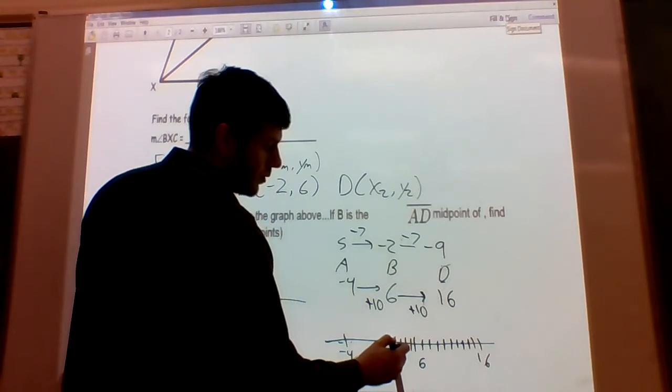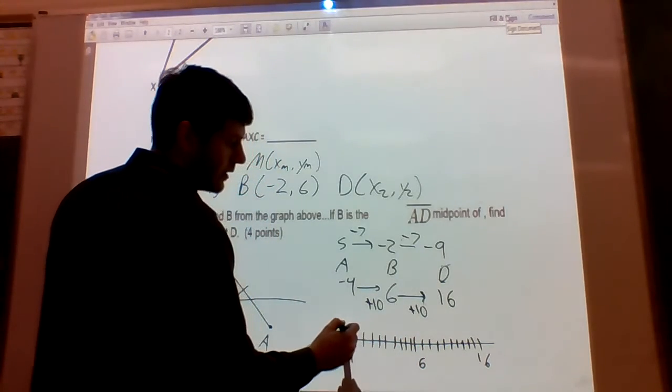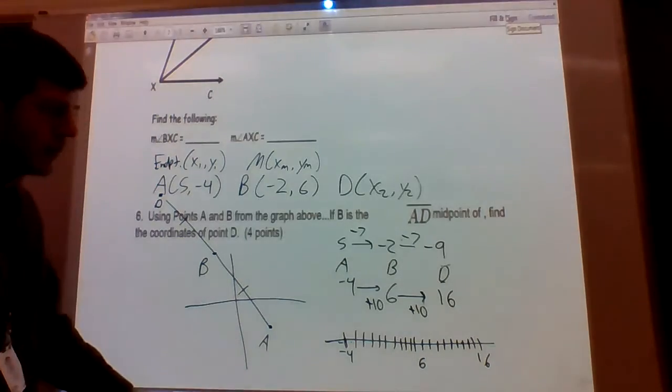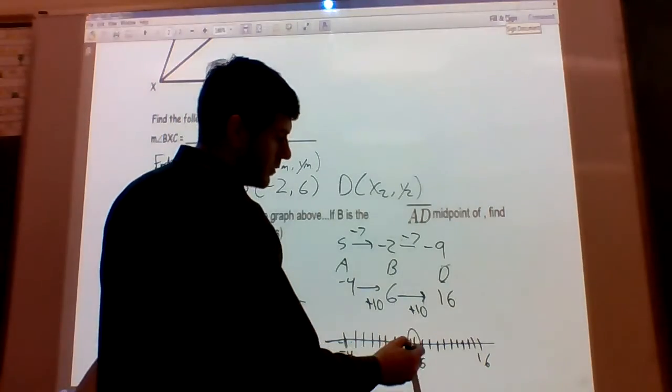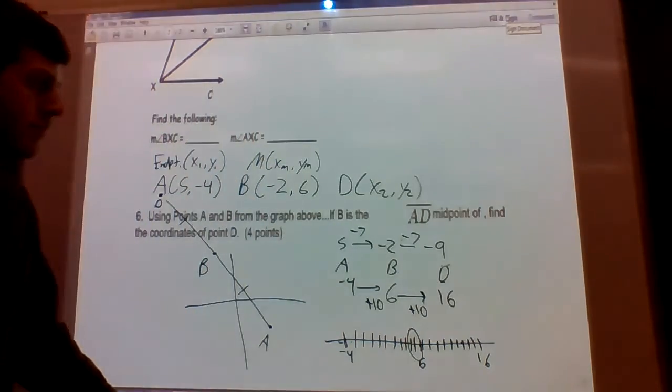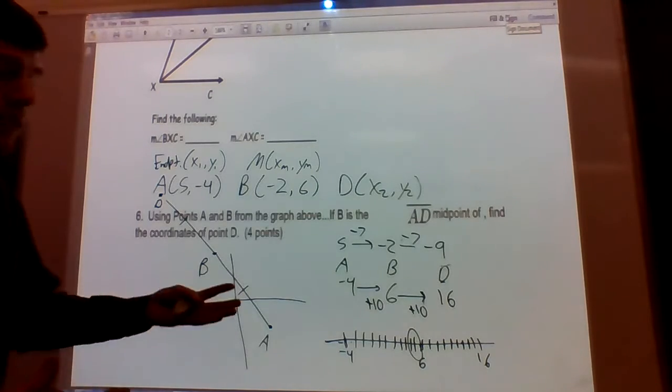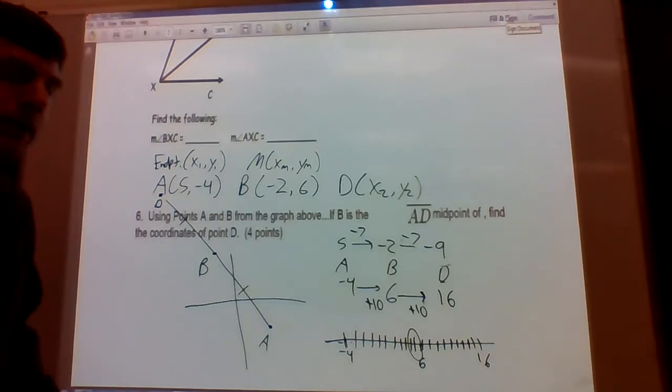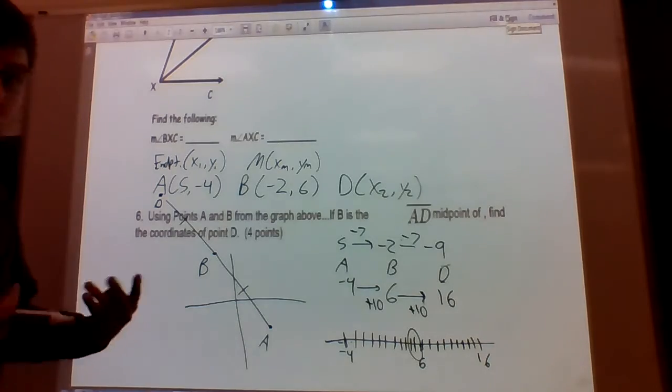1, 2, 3, 4, 5, 6, 7, 8, 9, 10. Right in the middle is going to be 6. If this makes sense to you, that's great. Do it this way. If it doesn't make sense to you, let's use the formula.